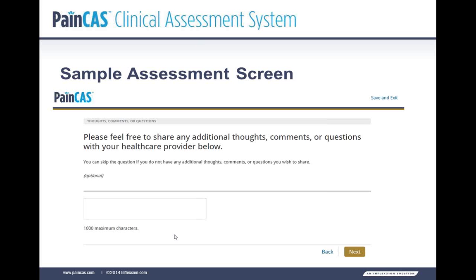So what we did is we built that capability into the PainCAS assessment, and we allow the patient to enter free text so they could additionally make other thoughts, comments, or questions that they had for their healthcare provider when they were taking the assessment, and these would also bubble to the surface for the healthcare provider when they were reviewing the report from the PainCAS assessment.